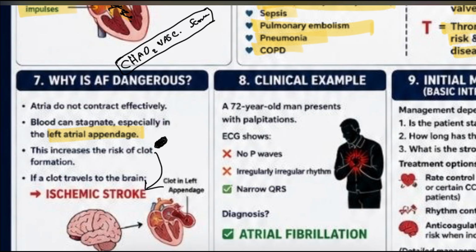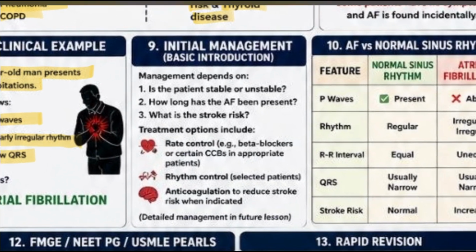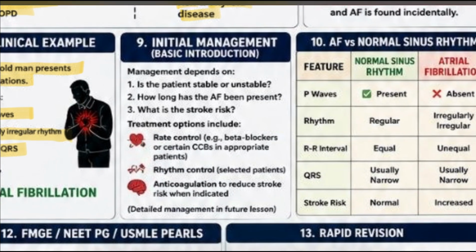So for example, when I was working in the accident and emergency department, I saw one patient. The patient, a man around 72 years old, presents with palpitations. The ECG shows no P waves, irregular rhythm, and we can see a narrow QRS complex. With the ECG directly we can tell the patient has atrial fibrillation, but the patient doesn't have any other symptoms, just palpitations. So we can diagnose properly with the ECG. So that's why the ECG is very important.